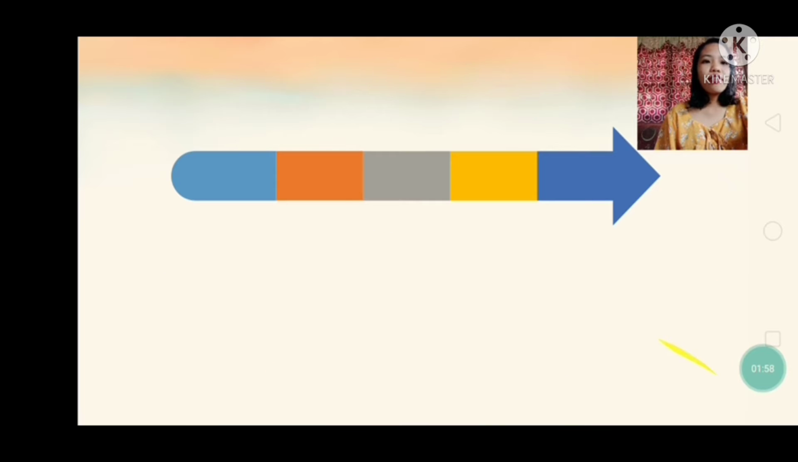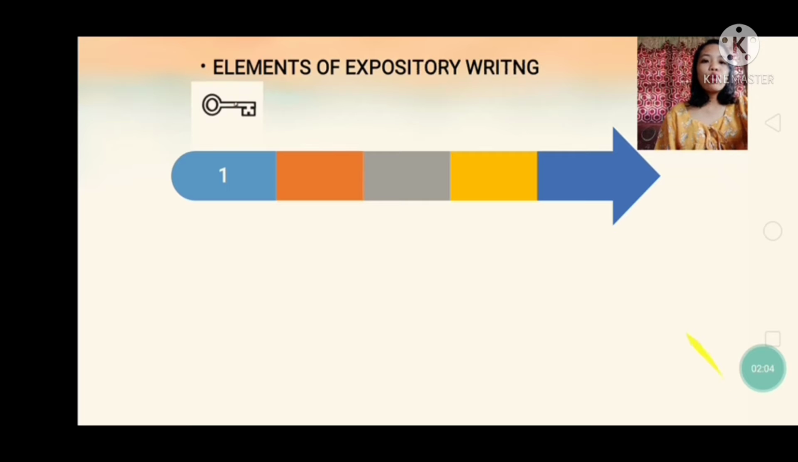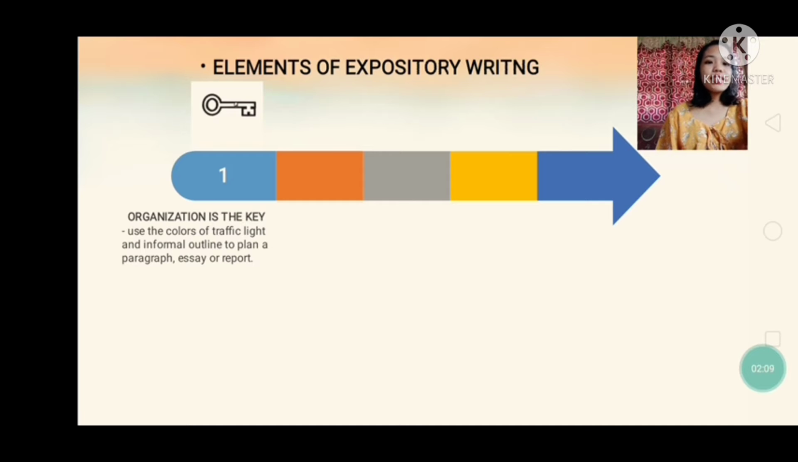Now, let's have the elements of expository writing. So, number 1, organization is the key. Ang magagawa natin dito is we are going to use the traffic light. So, use the colors of the traffic light and an informal outline to plan a paragraph, essay, or report. So, may go signal tayo on how we are going to organize our essay, paragraph, or report.